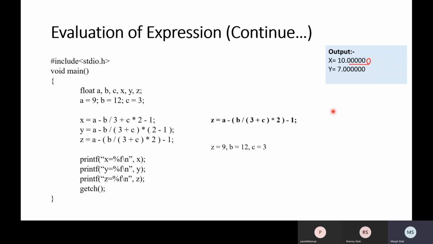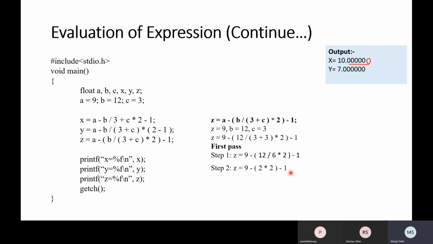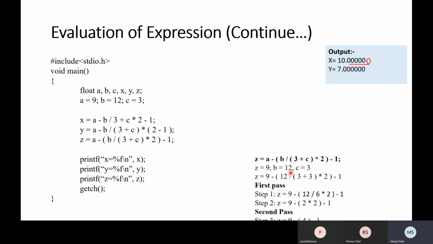Then for z, again, we have this big bracket, right? Before executing this, there is again a part of a bracket, so 3 plus c will be executed first. So replace the values, first pass. Yes, 9 minus 12, fine. 3 plus 3, 6 will be there, and 2. Okay, so finally the value of z will be 4.